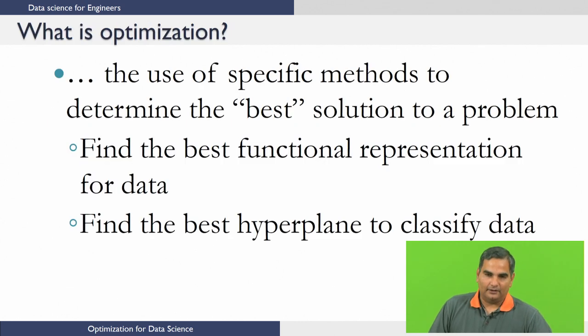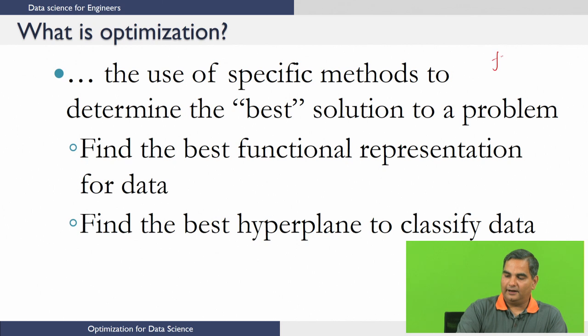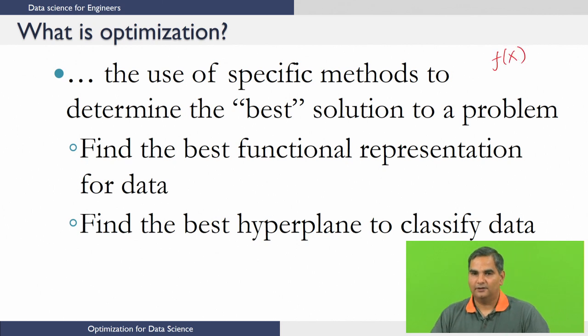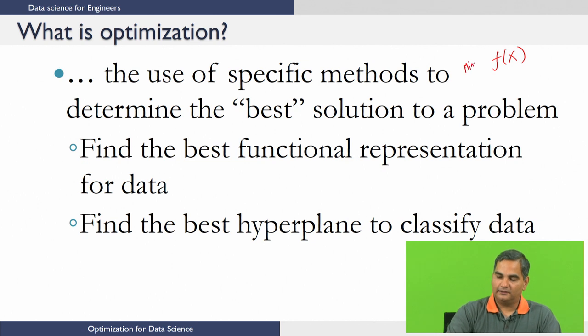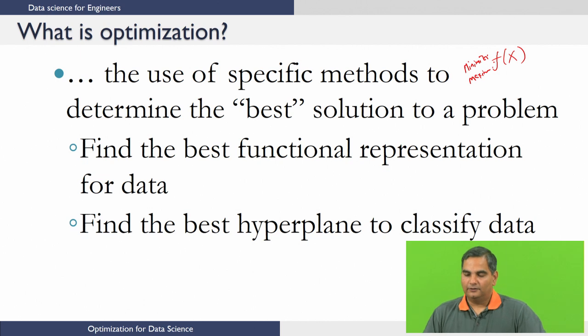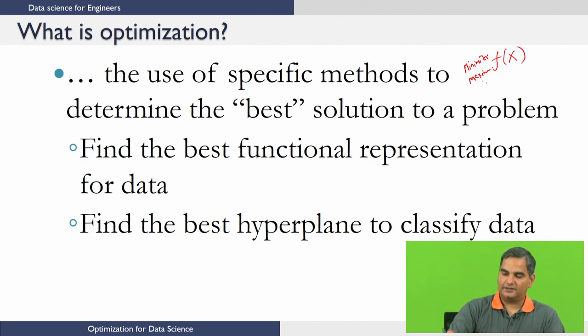Now, when we talk about optimization, we are always interested in finding the best solution. So, we will say that I have some functional form that I am interested in, and I am trying to find the best solution for this functional form. Now, what does best mean? You could either say I am interested in minimizing this functional form or maximizing this functional form. So, this is the function for which we want to find the best solution.